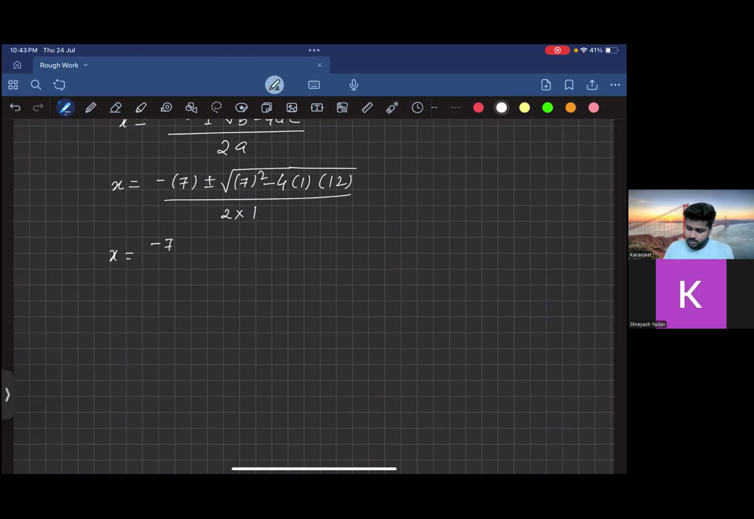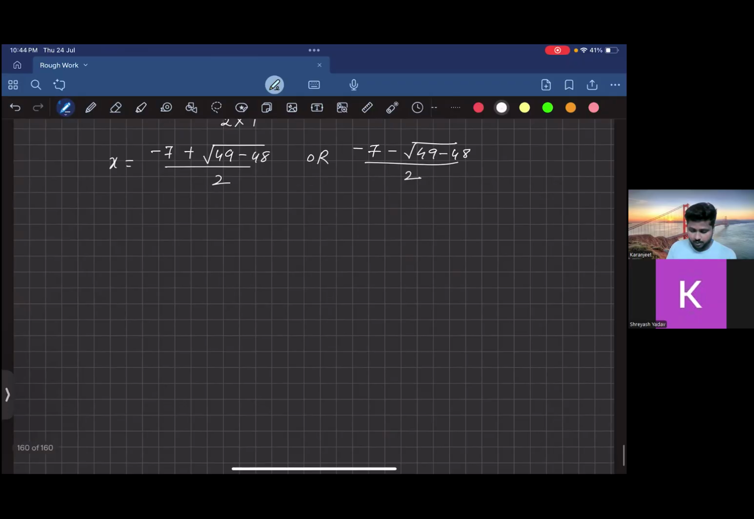You will get the value of x. There are two values of x. -7 plus under root 49 minus 12 into 4 is 48 divided by 2, or -7 minus under root 49 minus 48 divided by 2. Okay. So students, there are two values. 49 minus 48 is nothing but 1. So under root of 1 divided by 2, or -7 minus under root of 1 divided by 2. Therefore, x will be -7 plus or minus 1 divided by 2.